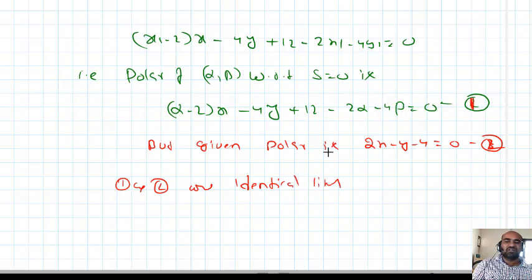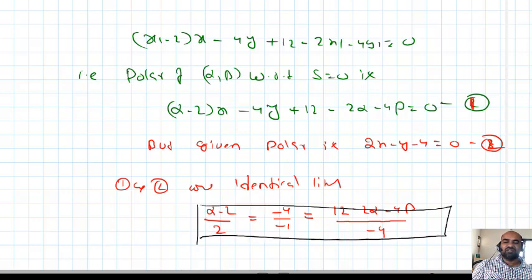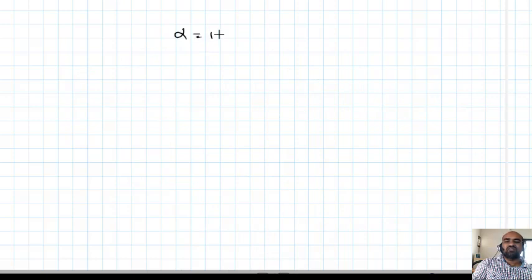Where is that? Here. Alpha minus 2 by 2 should be equal to minus 4 by minus 1, which should be equal to 12 minus 2 alpha minus 4 beta by minus 4. So using this result we need to find alpha and beta. So directly here minus minus get cancelled, alpha equal to 10 while comparing these two. Somewhere on the next page I will write alpha equal to 10.